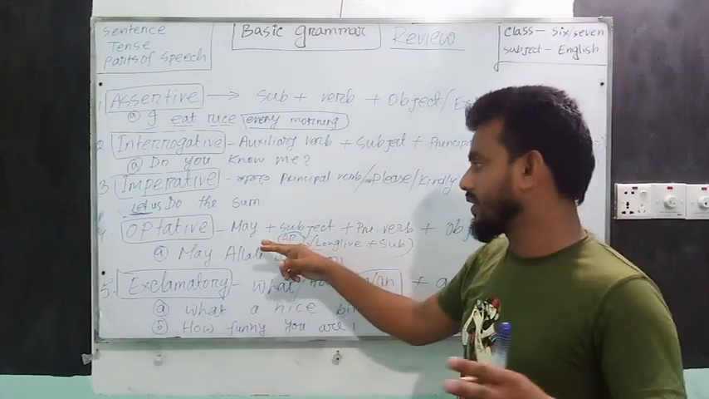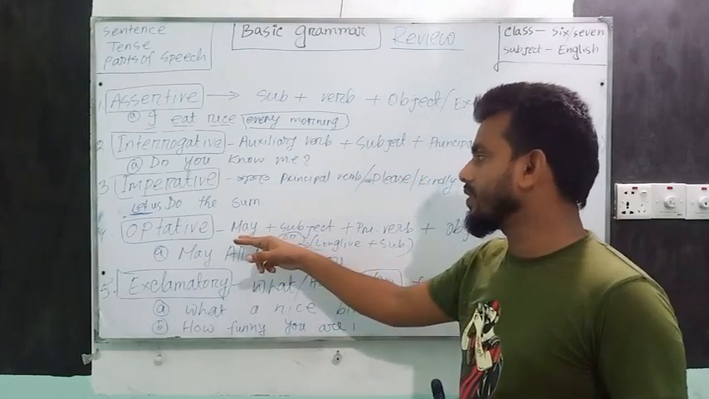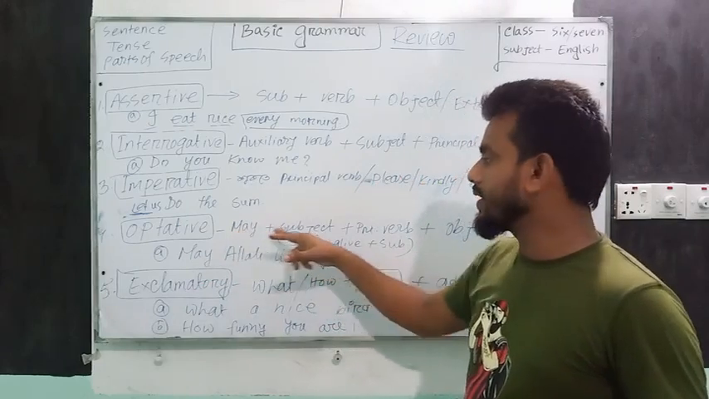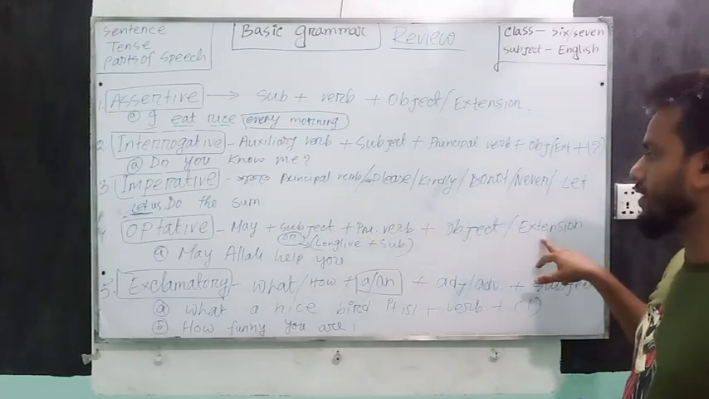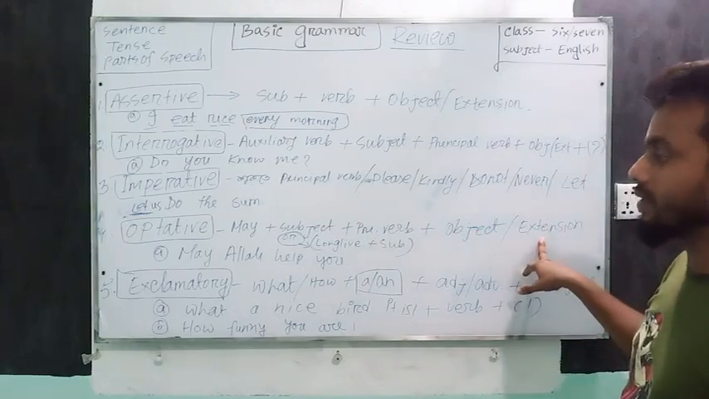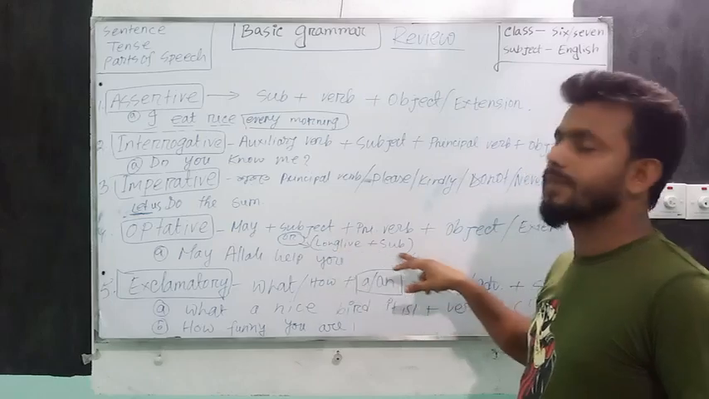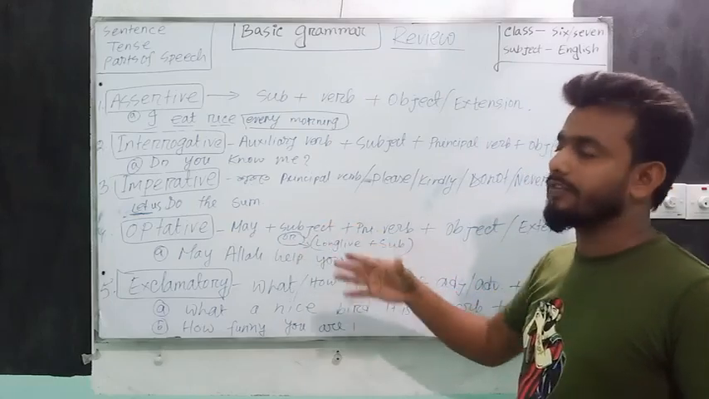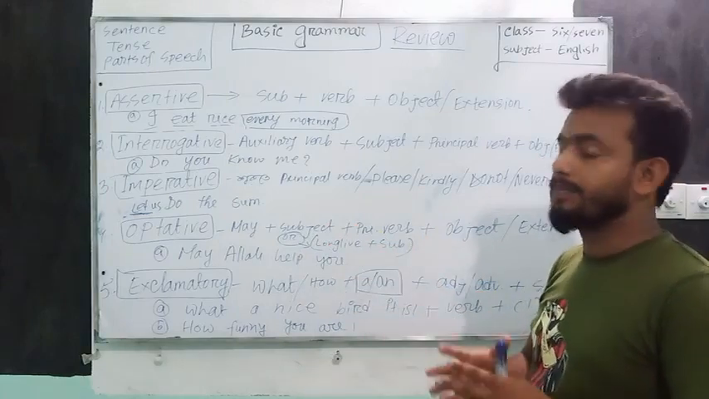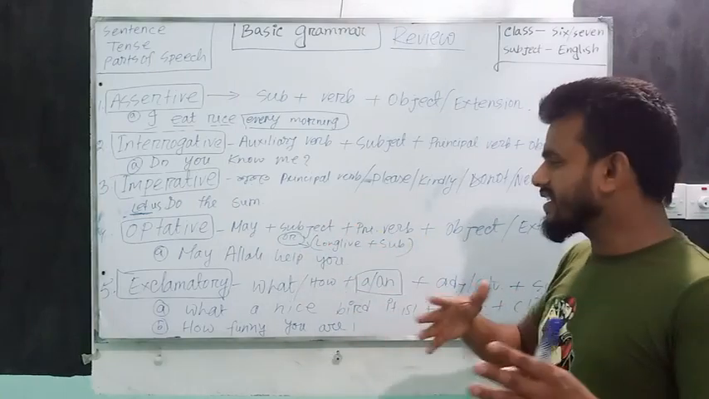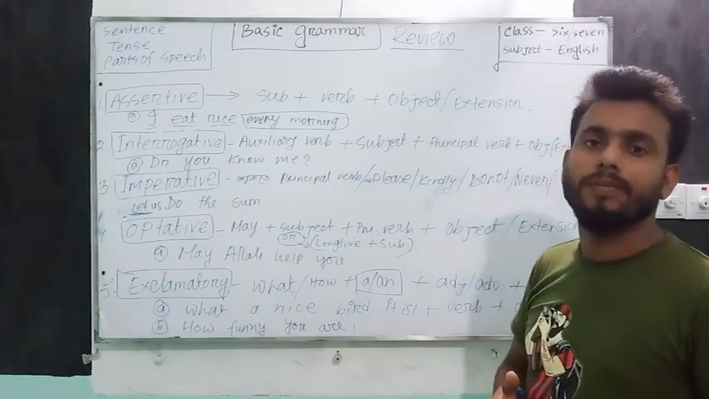First of all, I'm going to tell you about the structure of an optative sentence. First, May plus subject plus principal verb, that means main verb, plus object or extension. This is called an optative sentence. Or there is another structure like Long live plus subject. If you find Long live the king, Long live our president, whenever a sentence starts with Long live, this is called an optative sentence.